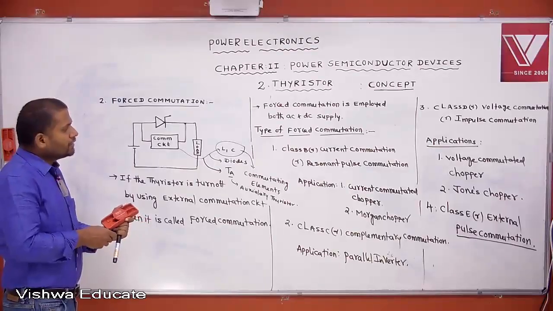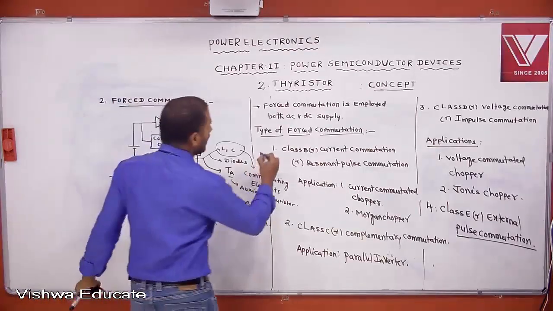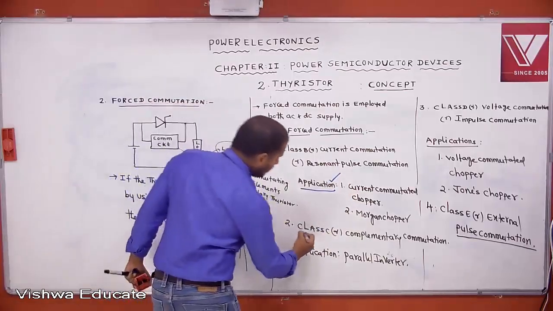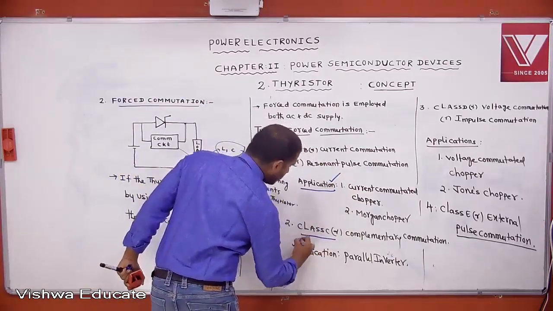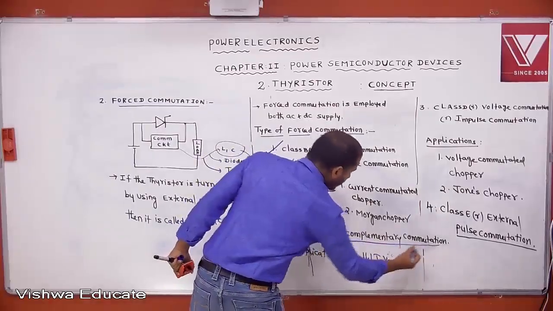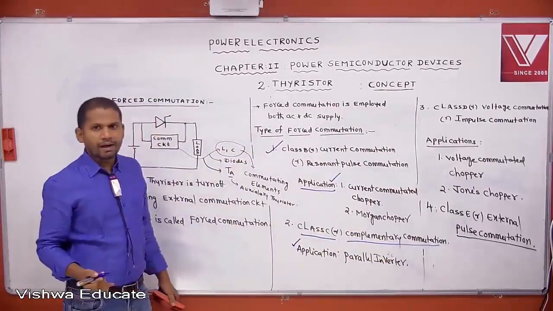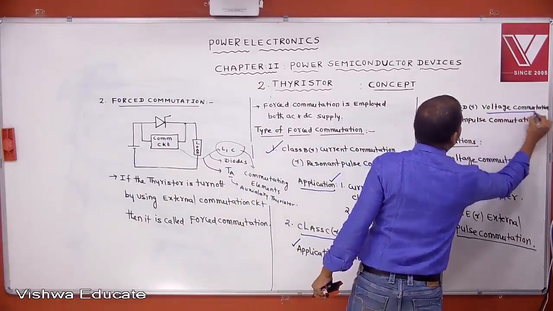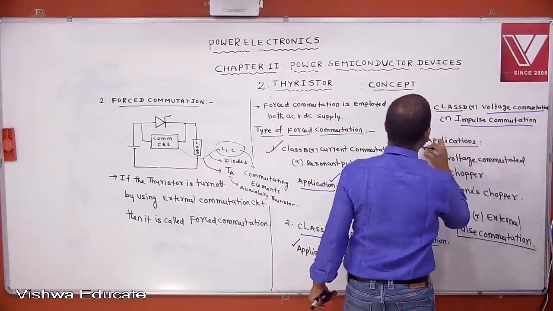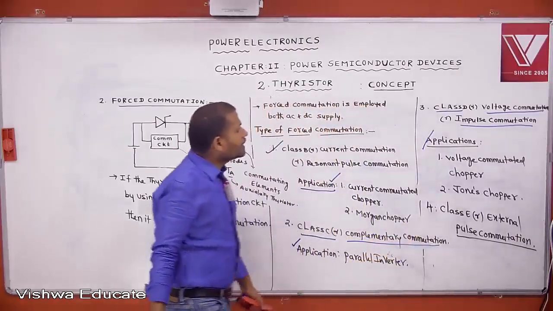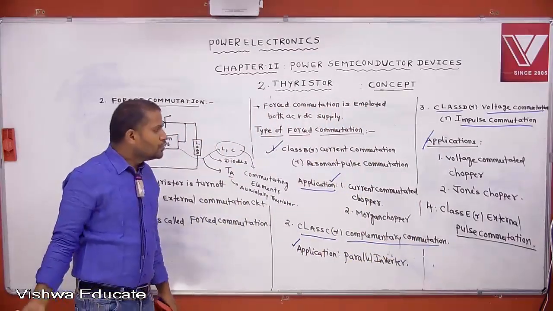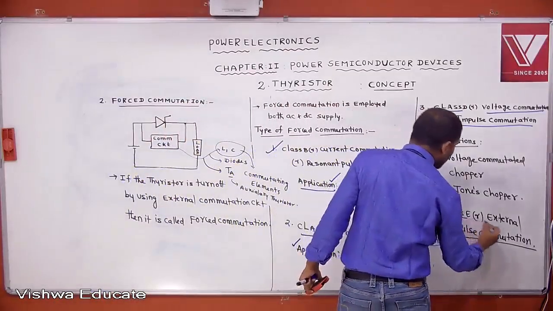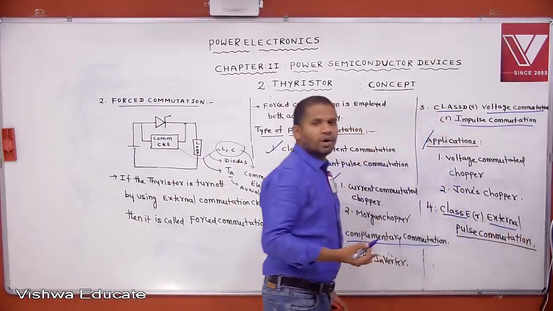Type of commutation, application. Class B, application. Class C, application. Class C is complementary commutation, and its application is the parallel inverter. Class D is voltage commutation or impulse commutation, and its application is the voltage commutated chopper, or in the Jones chopper we can use it. Class E is external pulse commutation.